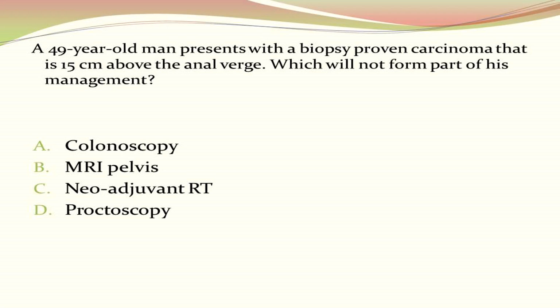We will take some questions now on decision making here. A 49-year-old man presents with a biopsy proven carcinoma which is 15 centimeter above the anal verge. Which will not form the part of his management? A, colonoscopy; B, MRI pelvis; C, neoadjuvant radiotherapy; D, proctoscopy.